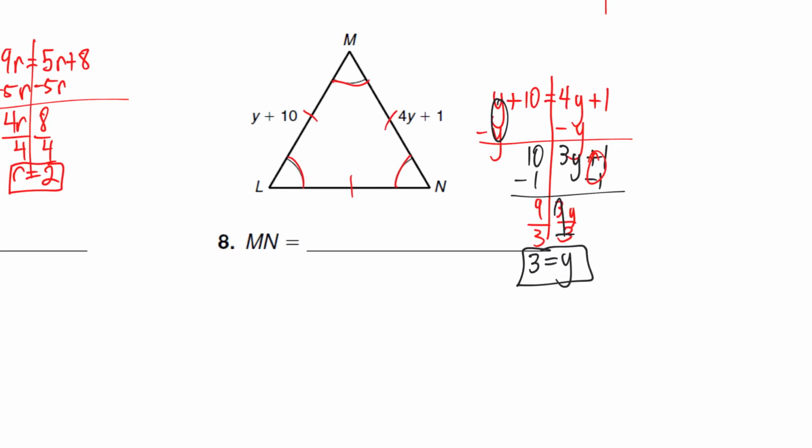So y equals 3, and then for MN, I'm going to plug in that 3 here, so I'm going to go 4 times 3 plus 1, which is what? 13.